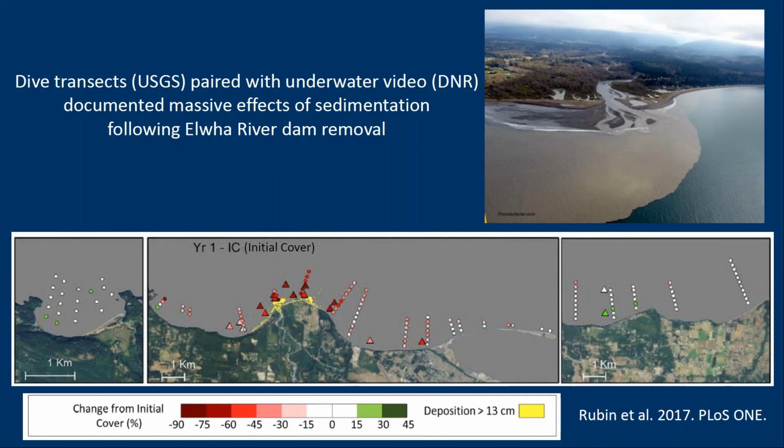And what the figure shows is the USGS dive sites are triangles. They had many dive sites. And then our towed underwater videography is circles in the central map. You can see one year after the dams were removed, the color coding shows change from initial algal cover. There were massive losses right around the mouth, and then a gradient of decreasing losses as you got farther away from the mouth. And then the two side panels are our control areas, where you saw very little change.